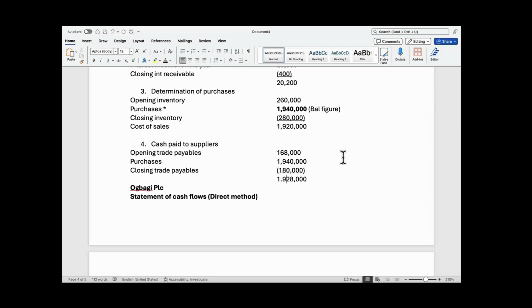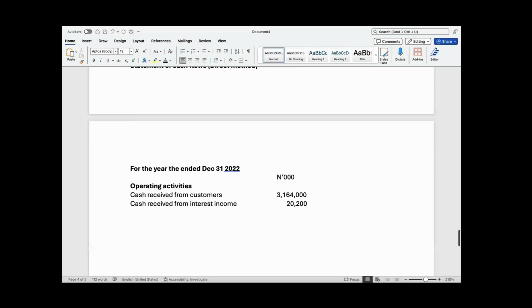So I go to my statement of cash flows. Cash paid to suppliers. It will be an outflow. 1928 is an outflow. 1928. I'm done with my cost of sales.